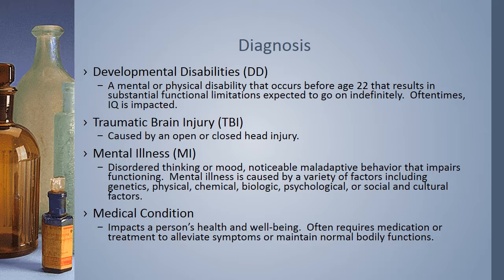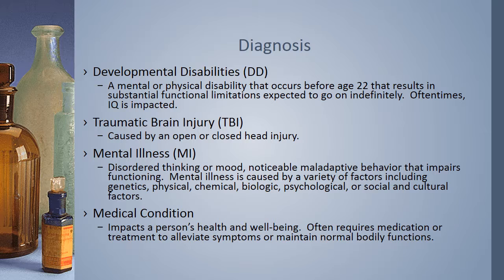Another important aspect of being responsible for medication administration is understanding diagnosis. There are several different types of diagnoses, and this is a very short list of commonalities that you may find in broad categories while working in residential services. The first is developmental disabilities, or DD, and it is a mental or physical disability that occurs before age 22 that results in substantial functional limitations expected to go on indefinitely.